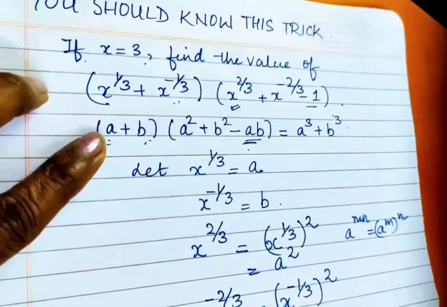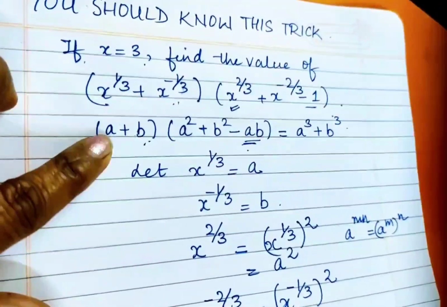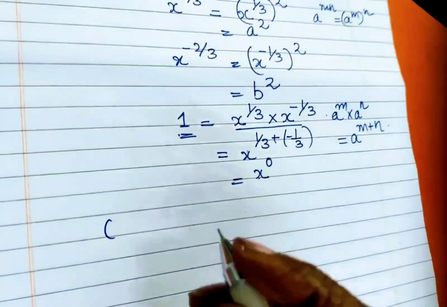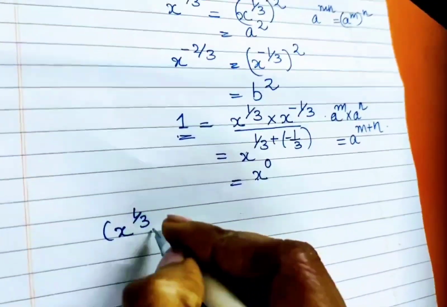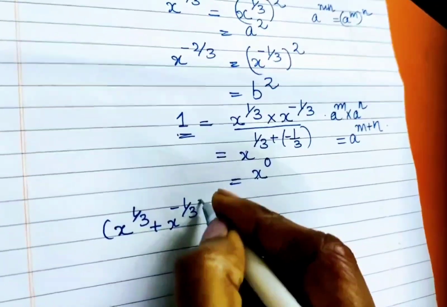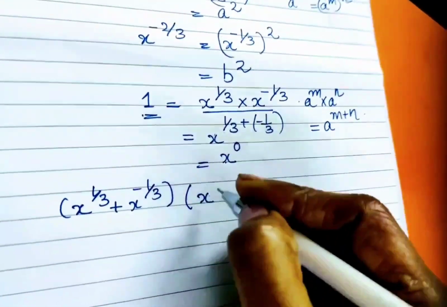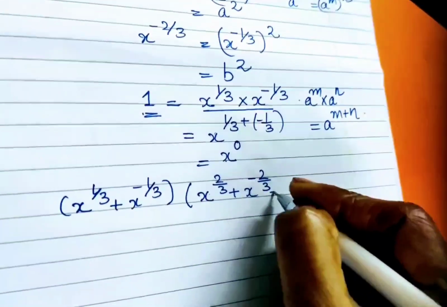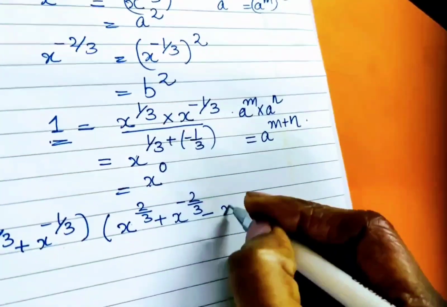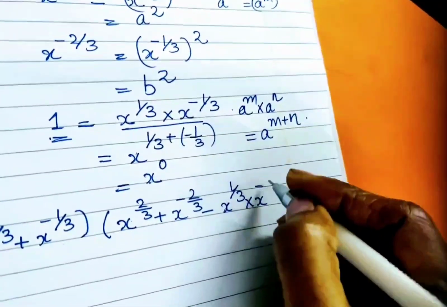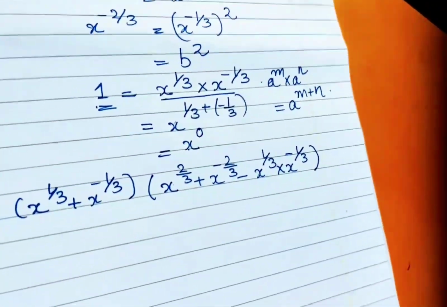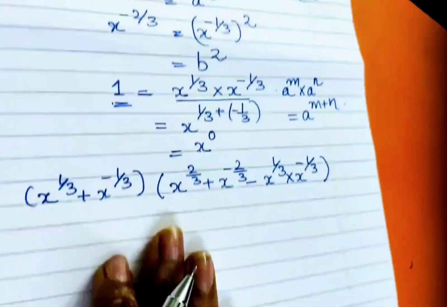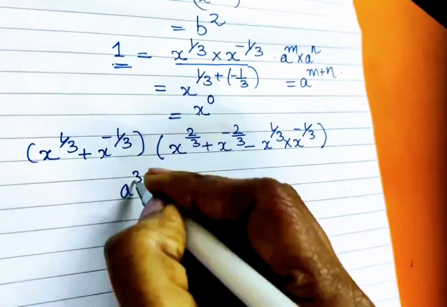We got here as x ki power 1 upon 3 is a, b. We have written this whole as this. So I am writing it here once more. X ki power 1 upon 3 plus x ki power minus 1 upon 3. And this becomes x ki power 2 upon 3 plus x ki power minus 2 upon 3, and minus 1 can be written as x ki power 1 upon 3 into x ki power minus 1 upon 3. So we can convert this expression into a cube plus b cube. So convert this, this will become a cube plus b cube.